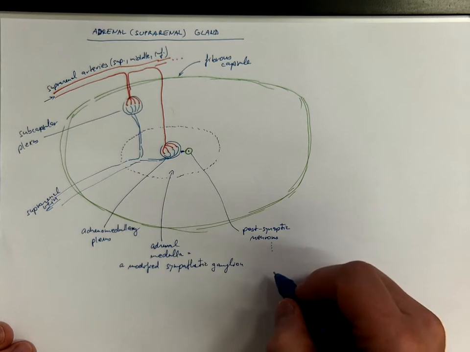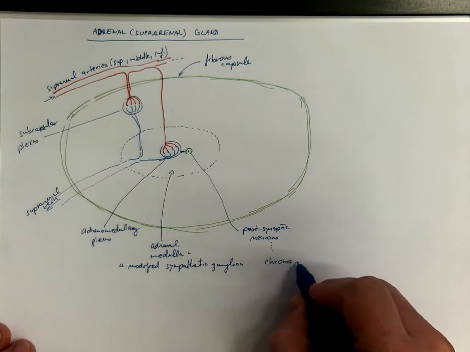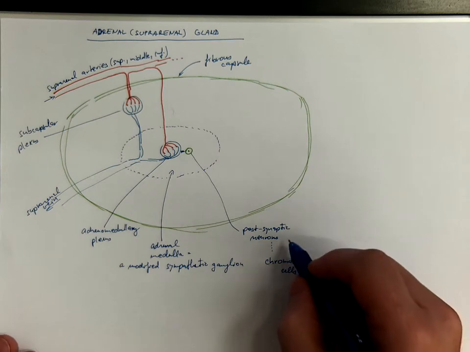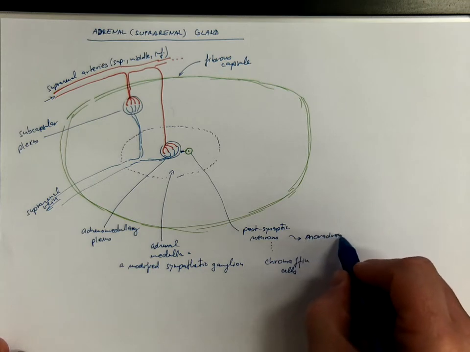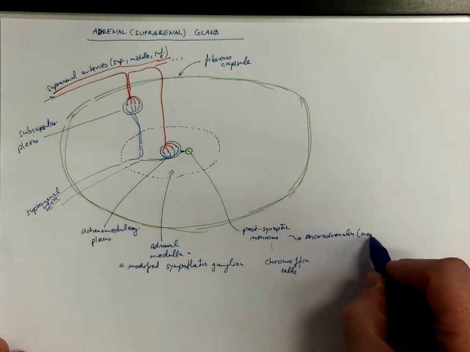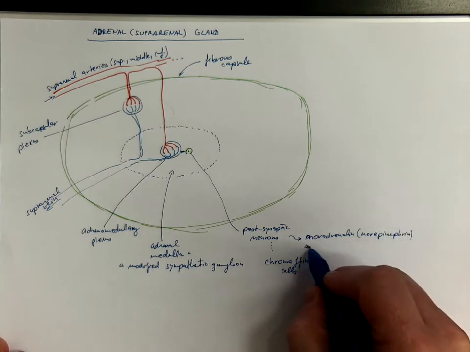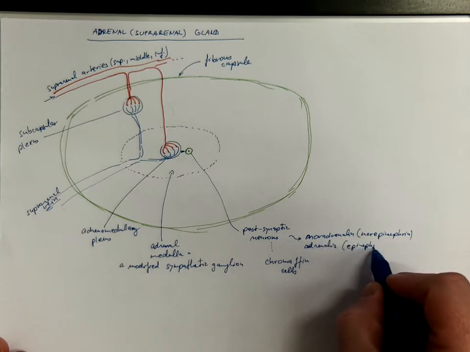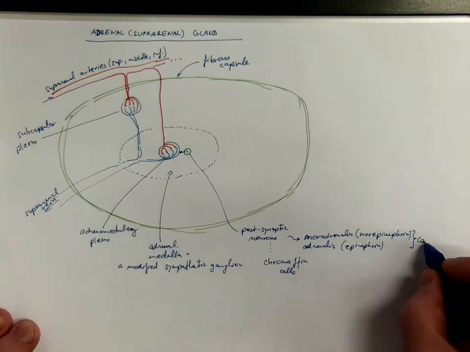Because they are stained with some salts of chromium, they are also known as the chromaffin cells, and they are producing noradrenaline or norepinephrine, that's the same, and also adrenaline, epinephrine. These belong chemically to the so-called catecholamines.